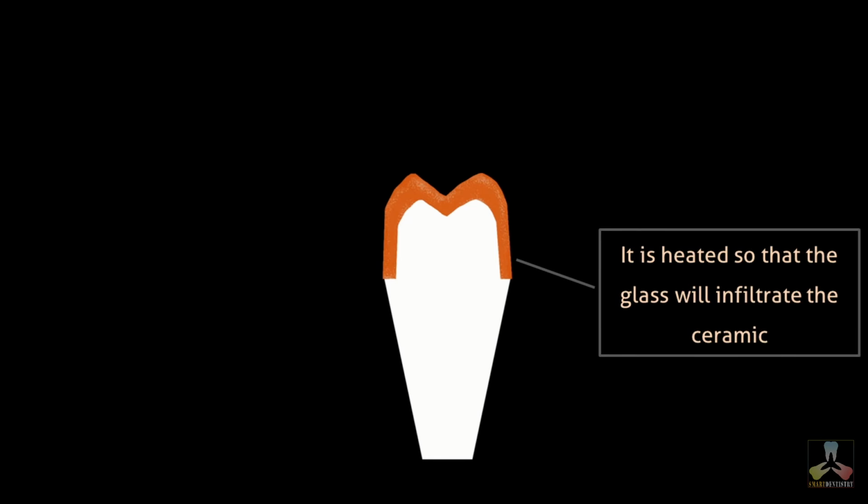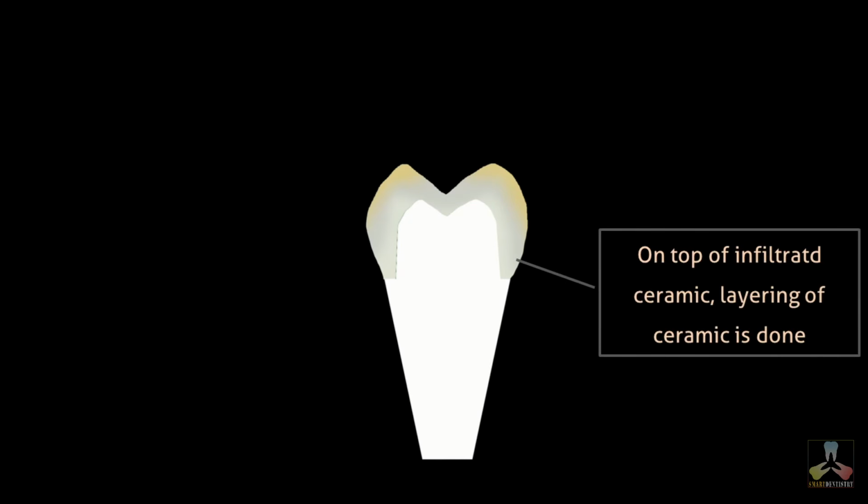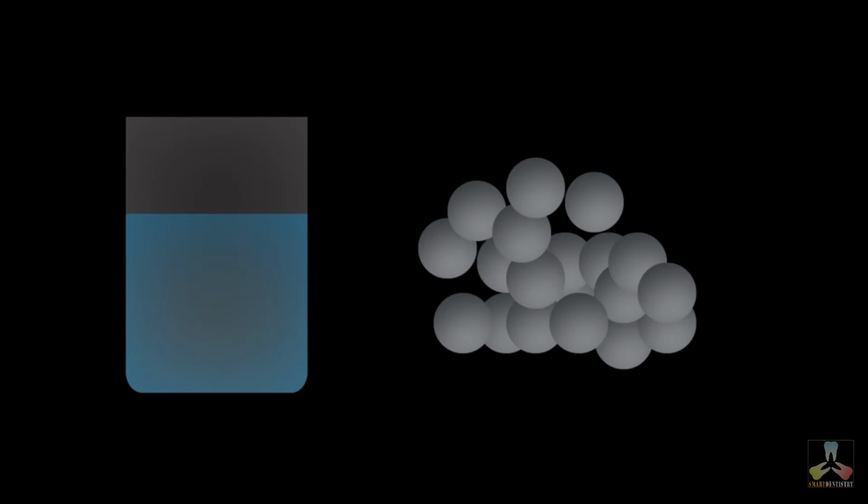While doing so, the lanthanum glass will infiltrate the partially sintered ceramic by capillary action and strengthen it. On top of this coping, ceramic layering is done similar to that of the condensation technique, and the final restoration is obtained. For those who did not understand the mechanism, let me explain in simple terms.